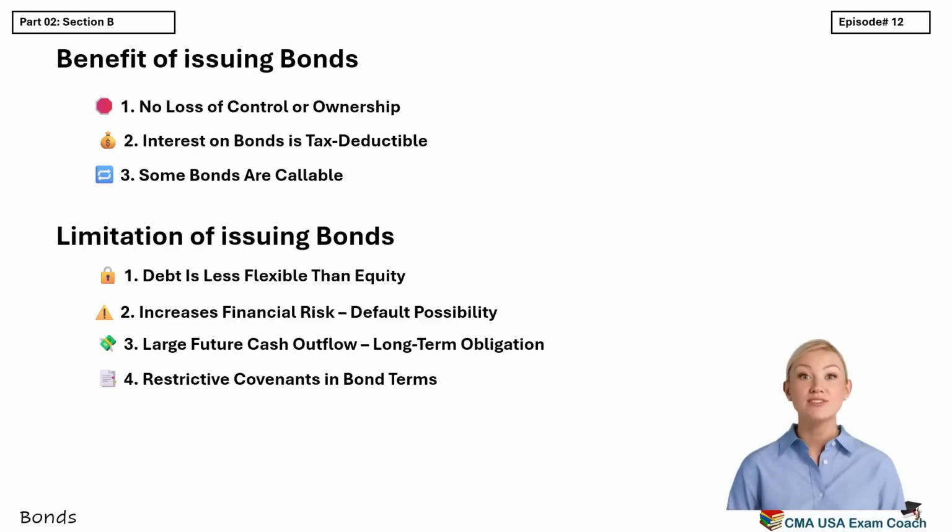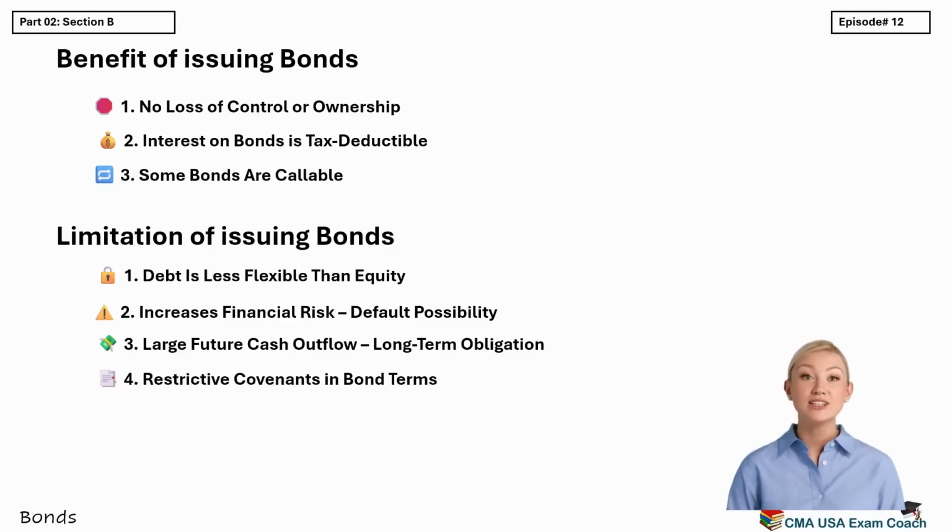4. Restrictive covenants in bond terms. Bond agreements often include restrictive covenants, legal conditions that limit what a company can or can't do. For example, covenants may restrict taking on more debt, paying dividends, selling major assets, or making certain investments. These rules are designed to protect bondholders, but they can also limit managerial freedom and reduce financial flexibility. Violating covenants can lead to penalties or even forced repayment of the bonds.